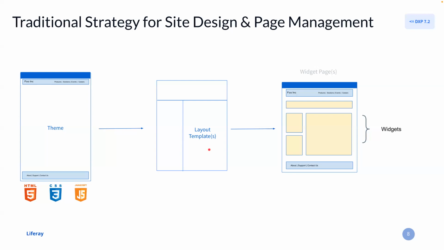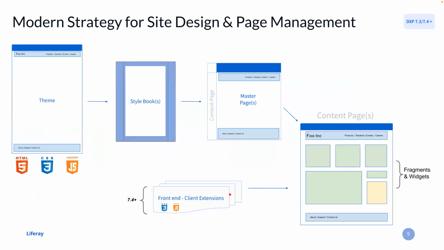Any new layout design would require a layout template to be built by a developer and then likewise deployed through the landscape. So any of these modifications to either the theme or the layout template always required a development resource, and all of that takes time to go through that process, and the business kind of has to wait. If we look at 7.3 and moving forward, 7.3 introduced Stylebooks and master pages.